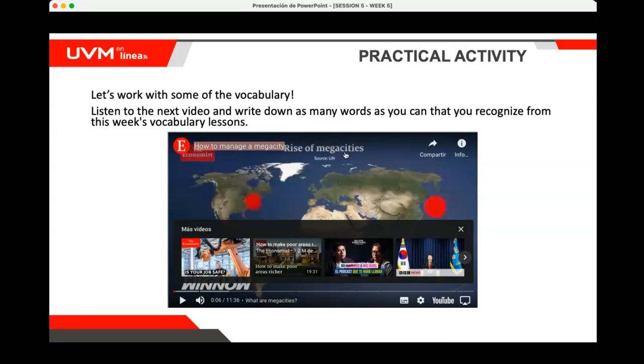As you can see, you have here some of the vocabulary of this sixth unit, and you are also going to hear a lot of the vocabulary that you worked on in that unit. So I think it's important for you to get in touch with some material in which you can hear the structures and the vocabulary that you have learned in the previous units. So that's why I want you to listen to the next video and write down as many words as you can that you recognize from this week's vocabulary lessons. In this case, as I told you before, you worked with urban vocabulary.